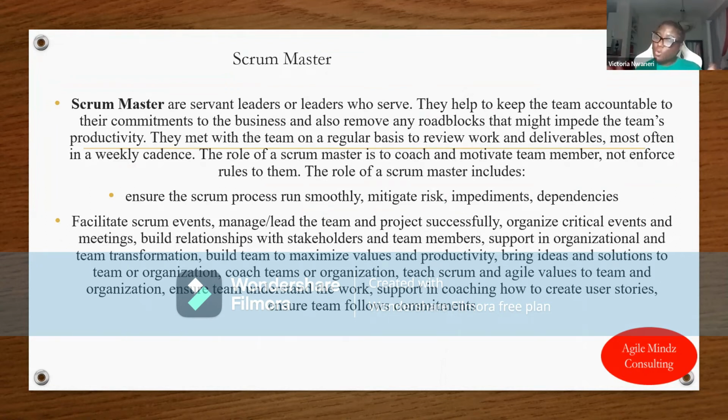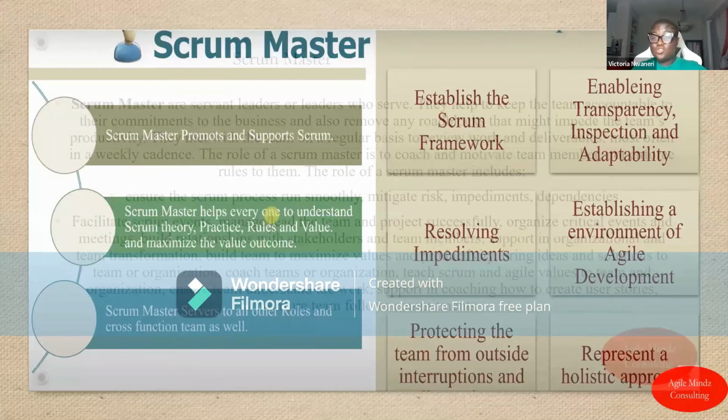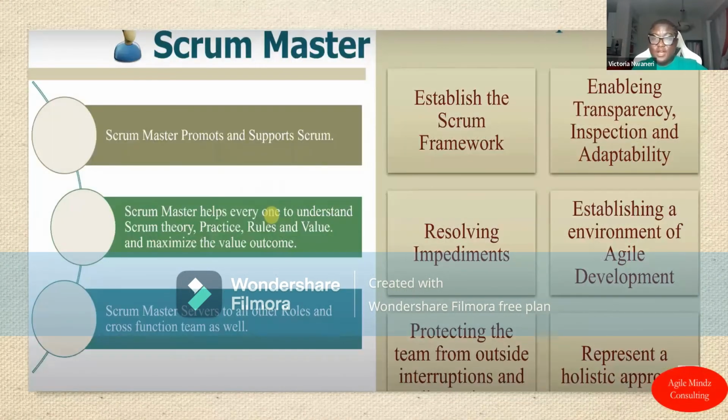Oftentimes, the organization or the team may be going through some kind of agile transformation. You're also there to help them through that transformation process. And of course, there's so much more that a Scrum Master can do depending on the environment or the domain that you're working with, right? You can also support in breaking user stories, creating user stories, if you do understand the product and you can support the product owner in such a manner.